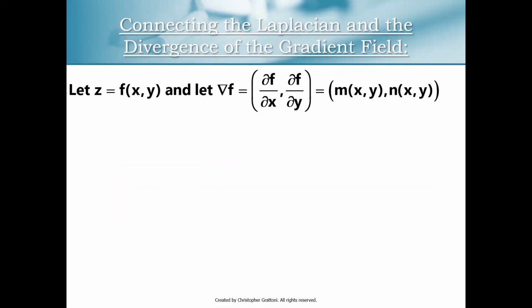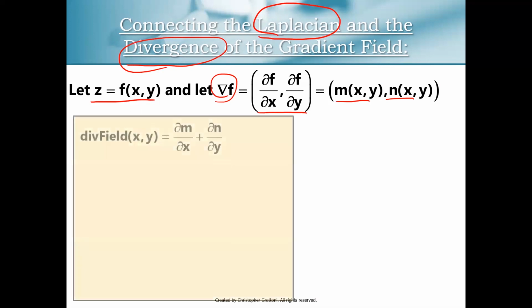All right, so let's try it out. Let's try to connect the Laplacian to something that we've previously looked at in this video, divergence. Let's say that z is equal to some function f of x, y, then the gradient of f is df/dx comma df/dy, which by the way is just some vector field M comma N. So quite a bit of setup there. Let's see what we can do with this.